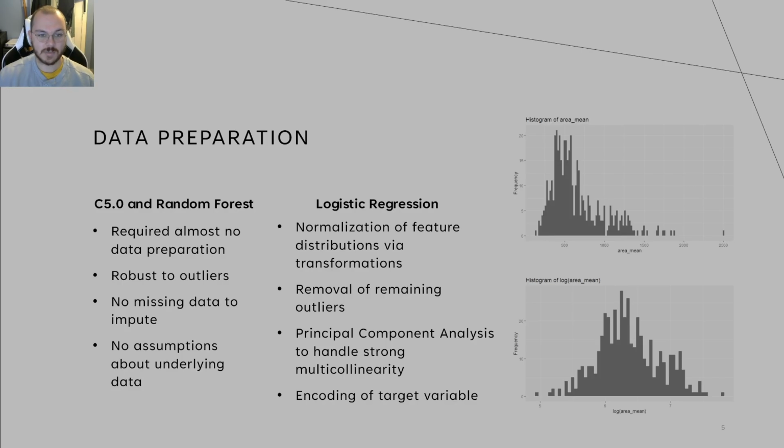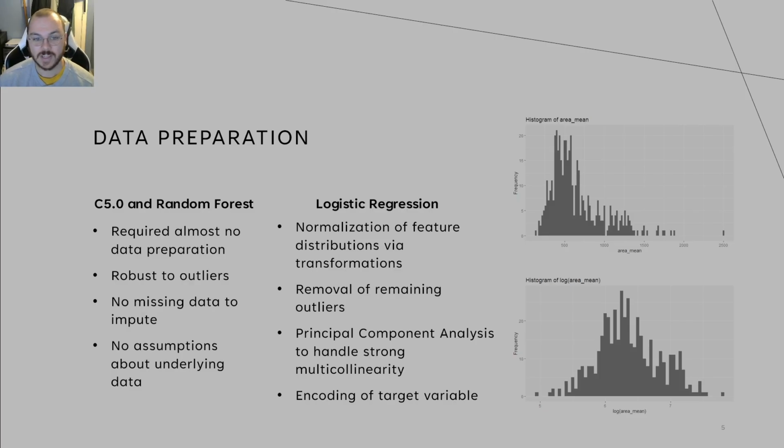Speaking of which, for the data preparation, I had three different models that I constructed: a C5.0 decision tree ensemble, a random forest model, and a bagged logistic regression ensemble. For the C5.0 bagged ensemble and the random forest, almost no data preparation was required. They're very robust to outliers. There was no missing data to impute, and they make no assumptions about the underlying data. So I really just encoded the target variable to a factor and went from there.